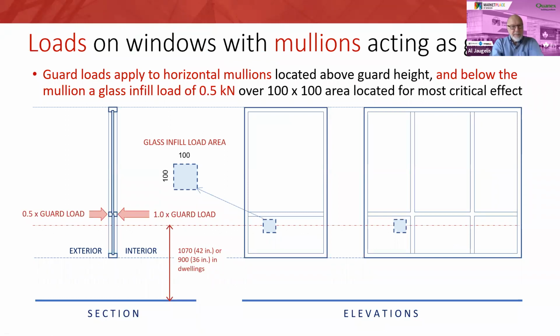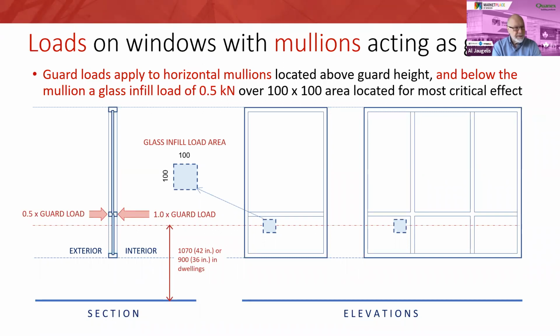So here's some examples of how the guard load, where the loads would be applied and what the loads would be in two cases. We're going to look at a window where a mullion has been provided at or above the guard load to be the principal means of resistance for the guard load. And we'll look at a fixed window where there's no horizontal mullion in the vicinity of the guard height, but we're relying on the glass.